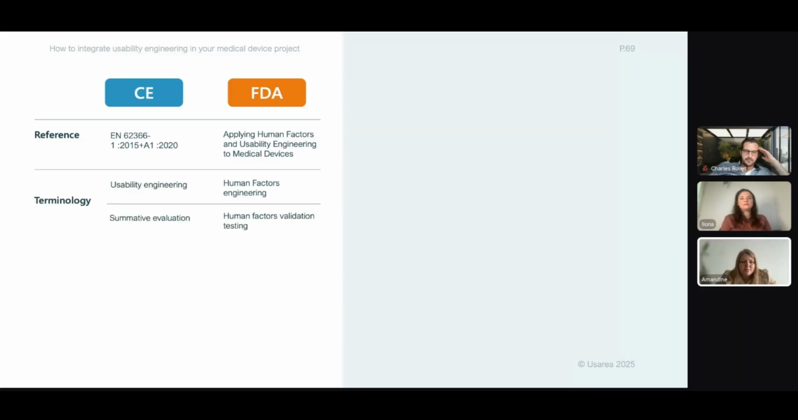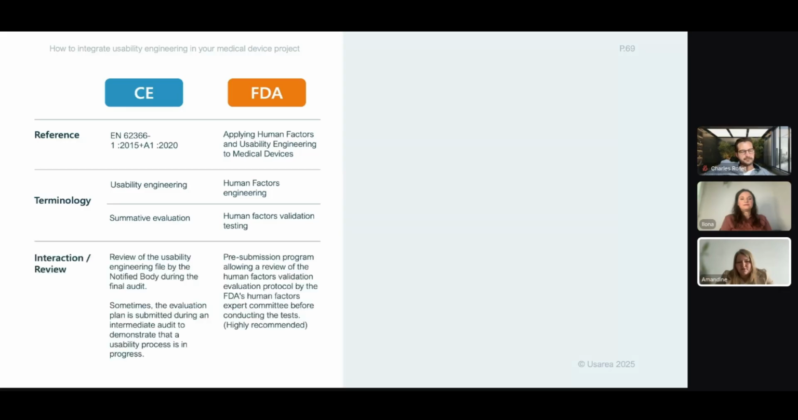Just a few words about terminology. For CE marking, we are talking about usability engineering, while for FDA, we talk about human factors engineering. And for CE, we talk about summative evaluation, while for FDA, we talk about human factors validation testing, but it's exactly the same thing.